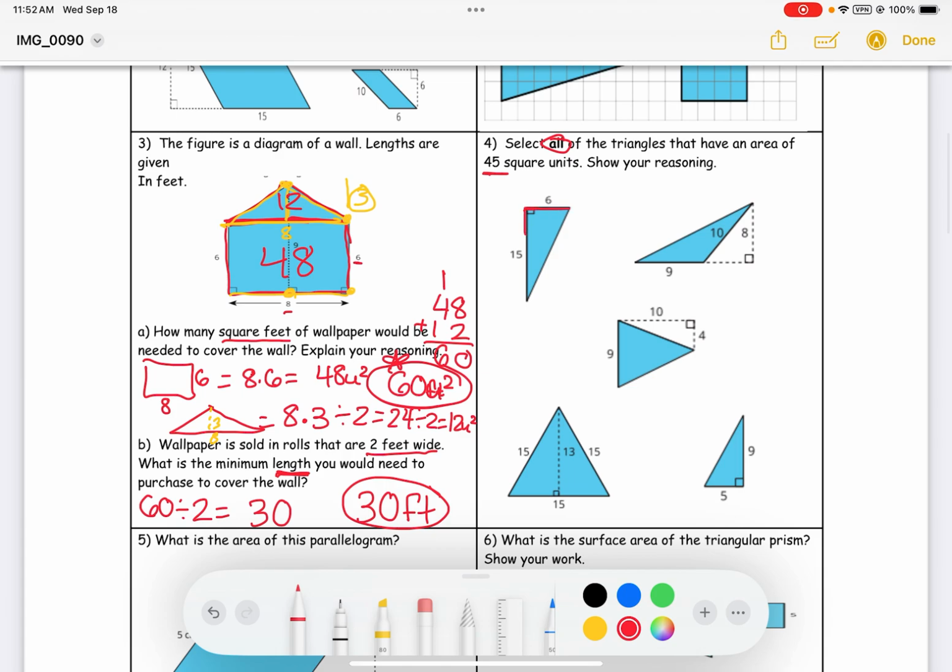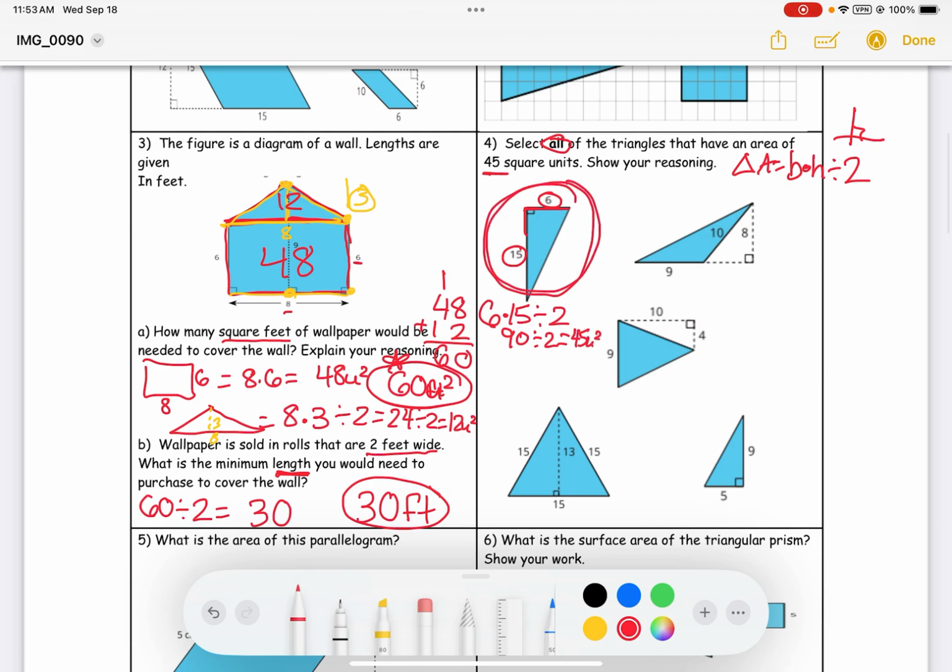So we do area of a triangle. Triangle area equals base times height divided by 2. Do not forget to divide by 2. And remember, the base and height as well need to form a right angle. So we have 6 and 15. So we do 6 times 15 divided by 2. 6 times 15 is 90, and 90 divided by 2 is 45 units squared. So this one would work.